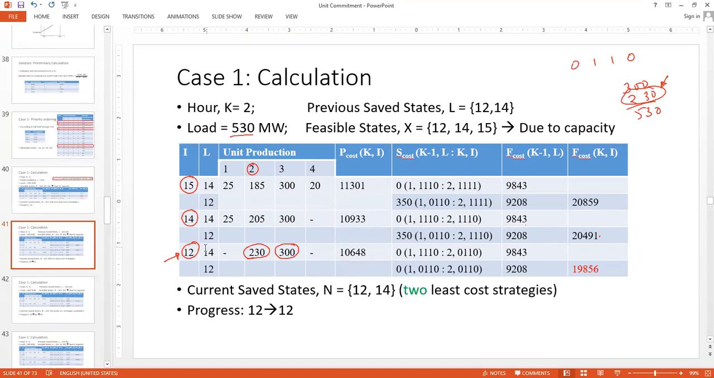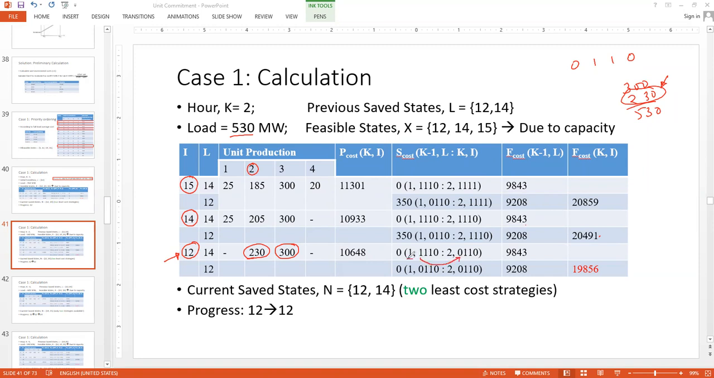For the S cost, it is 14 to 12. Remember, it is 14 to 12. So from 14 to 12, what changes do we have? This is the change. In 14, unit number 1 was on. In 12, unit number 1 is off.